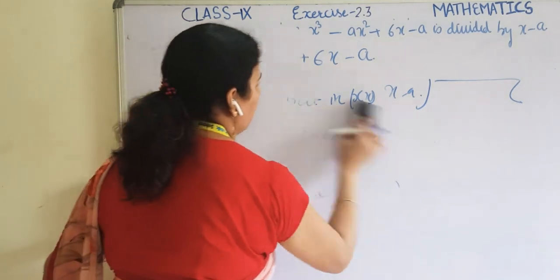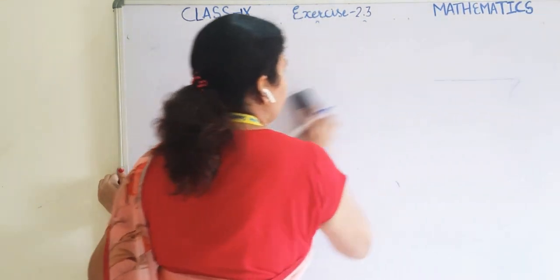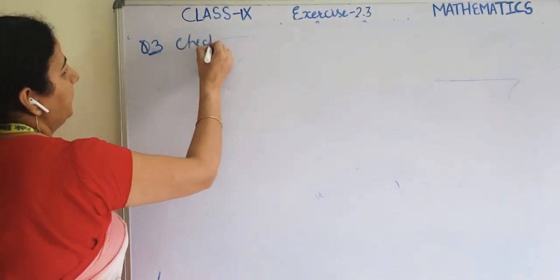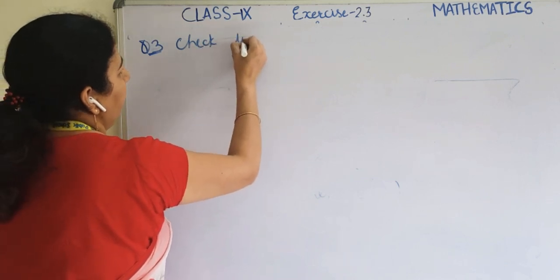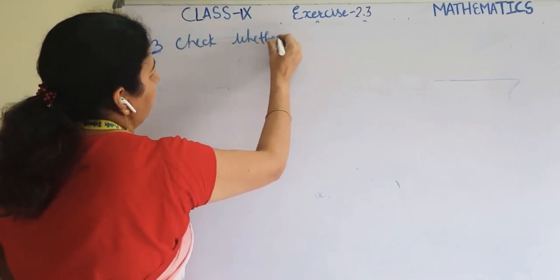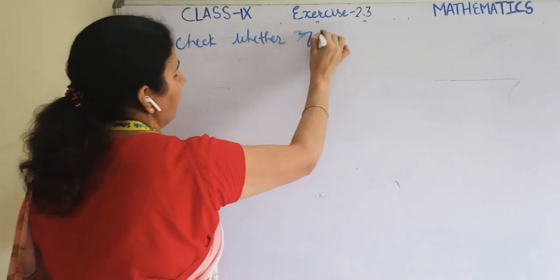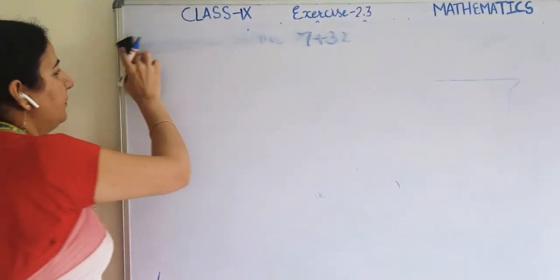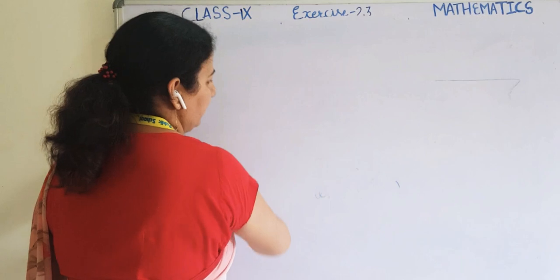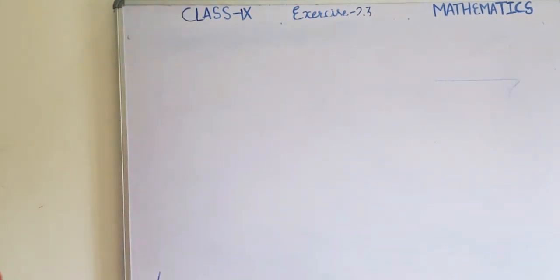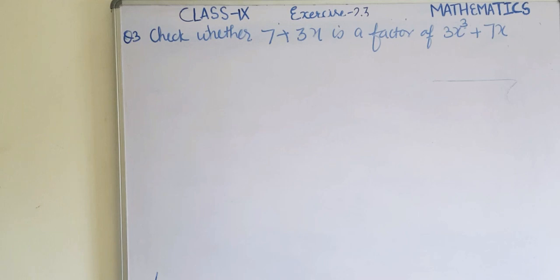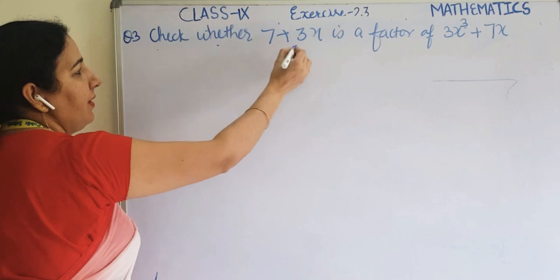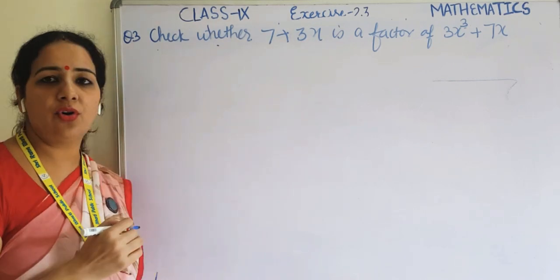almost same problem. Third question of the same exercise. Question number 3. Check whether 7 plus 3x is a factor of the given polynomial or no. Here I have written question number 3.